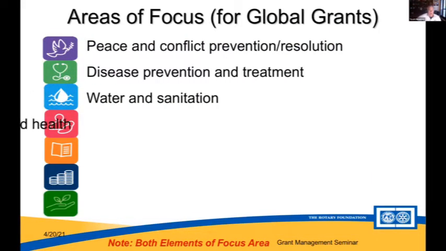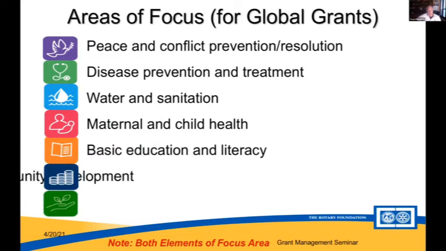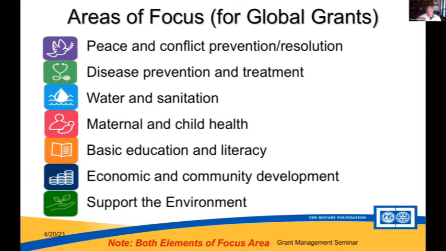Areas of focus. Most people are familiar with all these. The change is that Rotary has added a 7th, supporting the environment. Again, it's really hard to come up with a humanitarian project that doesn't fit into one of these categories. So this is relatively easy, but you need to be specific about what you're trying to address.